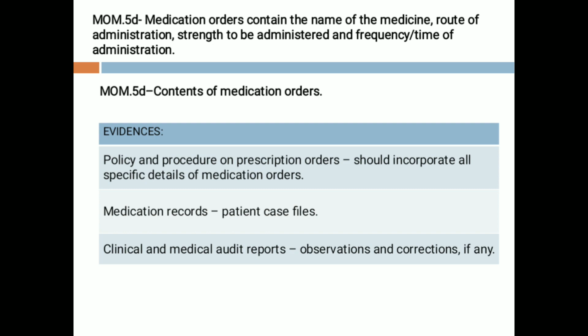Objective element MOM 5D speaks about contents of medication orders. Evidences: policy and procedure on prescription orders should incorporate all specific details of medication orders. Medication records, patient case files, clinical and medical audit reports, observations and corrections if any.